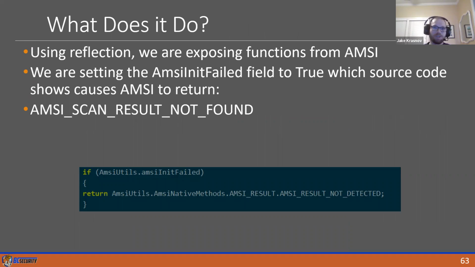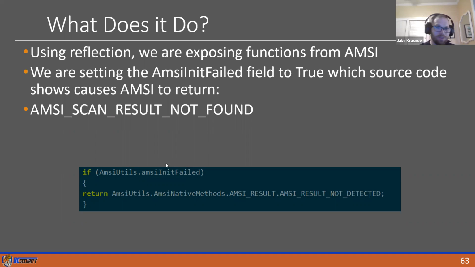It uses reflection. We're exposing the functions from AMSI within PowerShell itself. PowerShell is calling the AMSI DLL in a C header somewhere, and when it goes to load AMSI, it has this piece of code in here.